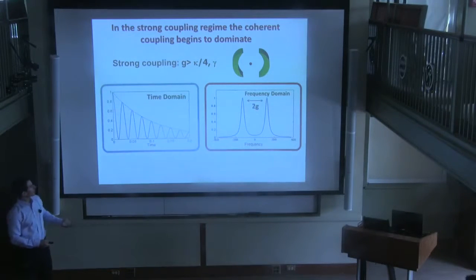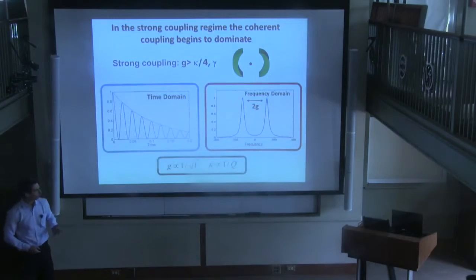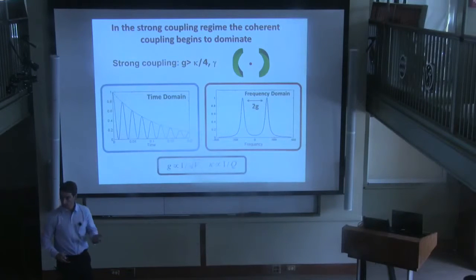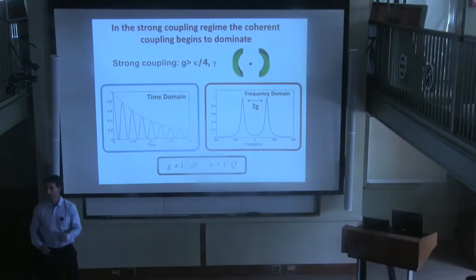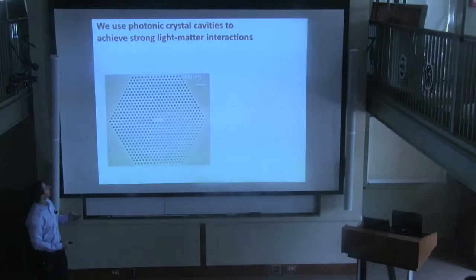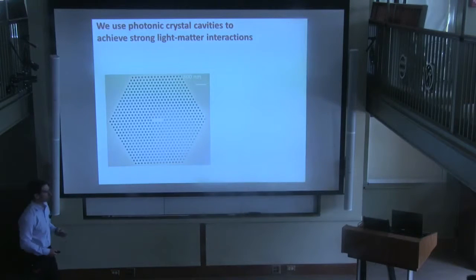But I guess the first question is, how do we get into the strong coupling regime? And for that, we note that g, the coupling strength, is inversely proportional to the mode volume of the cavity, and the decay rate is inversely proportional to the quality factor. So to get into the strong coupling regime, we need to find cavities with high quality factors and small mode volumes. In our group, we use these photonic crystal cavities that you heard about in the previous talk.